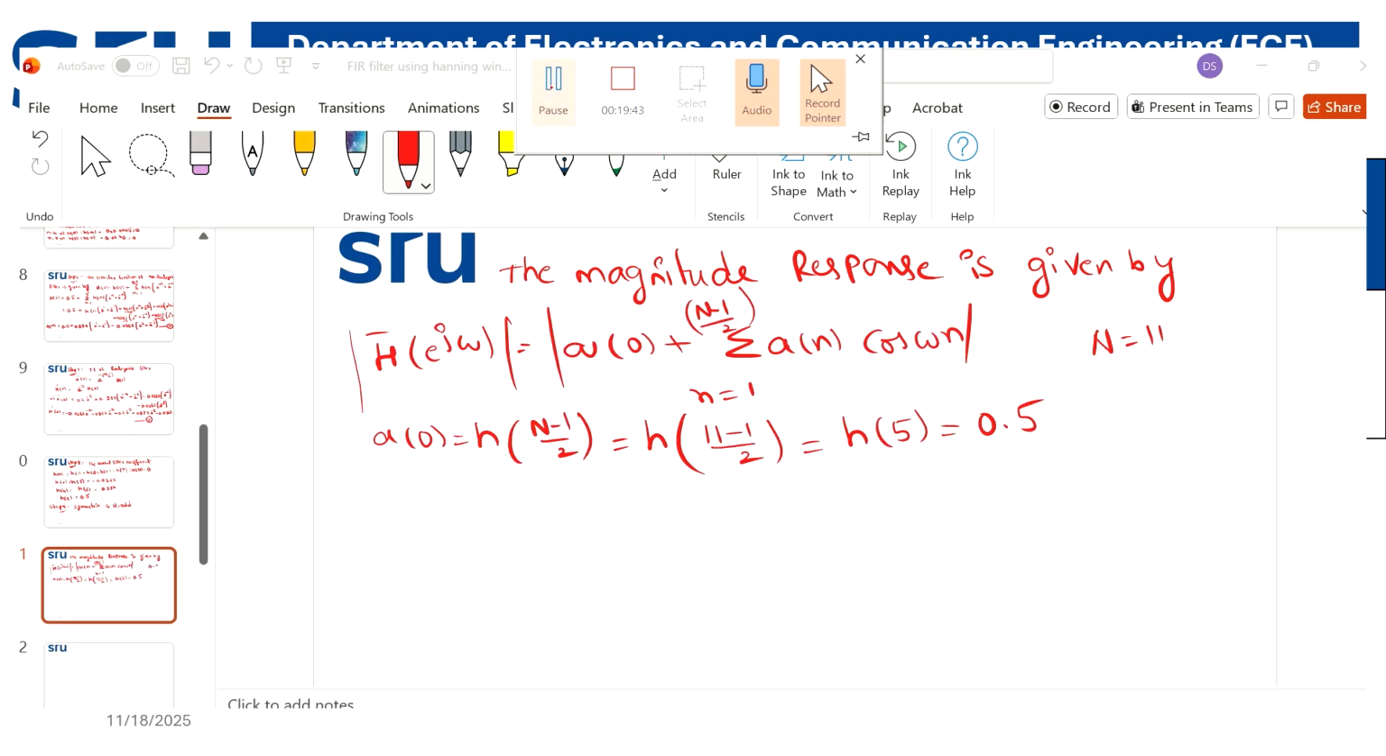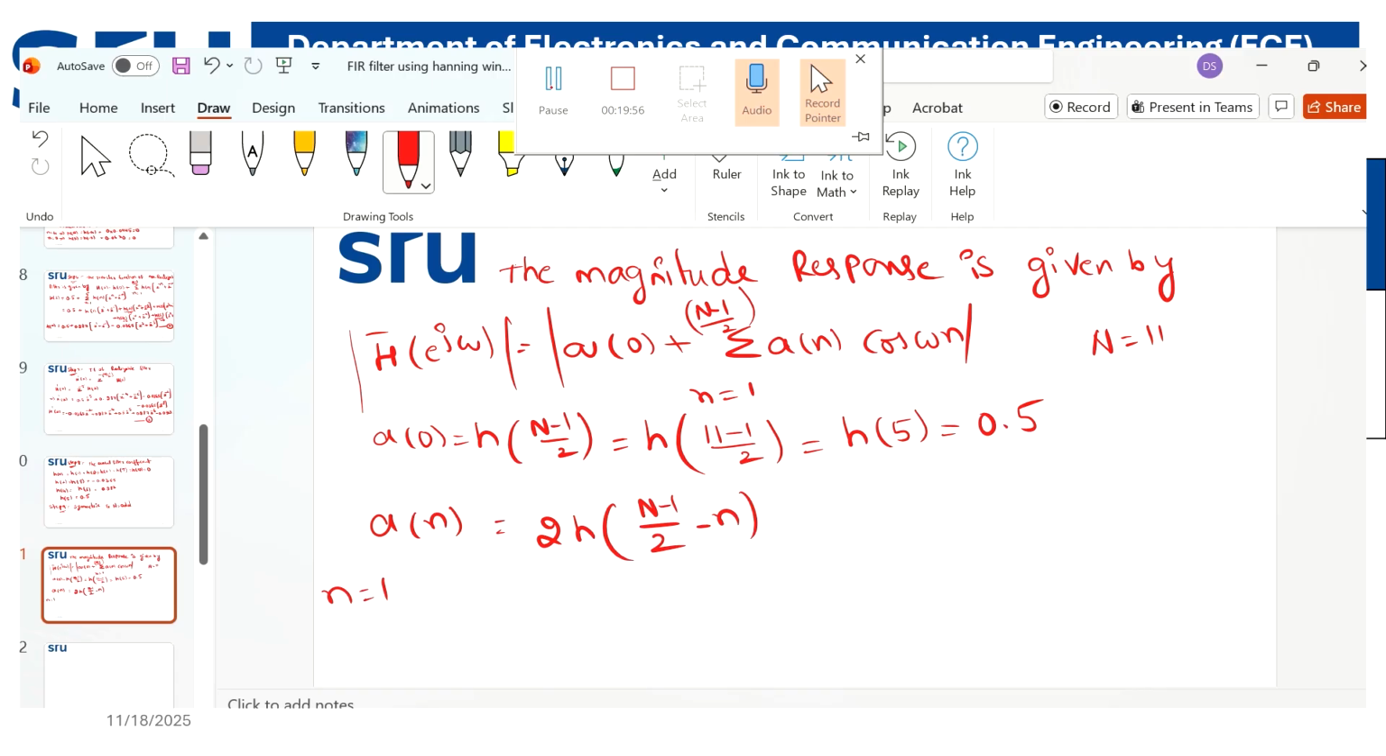Now to find out the a of 0 value, then to find out a of n value, we have a formula: 2 into h of (N minus 1) by 2 minus n. Now substitute n is equal to 0, the value we got already, it is 0.5.